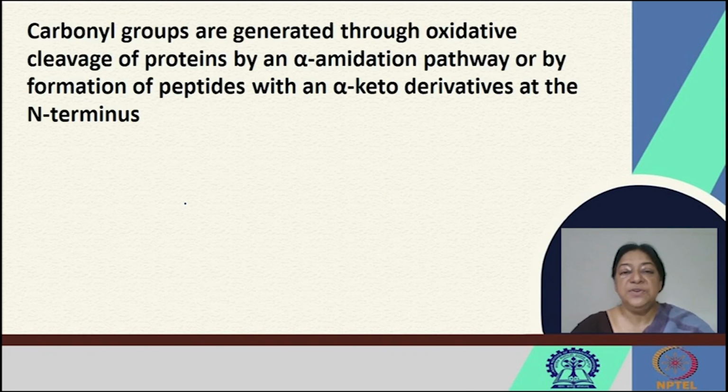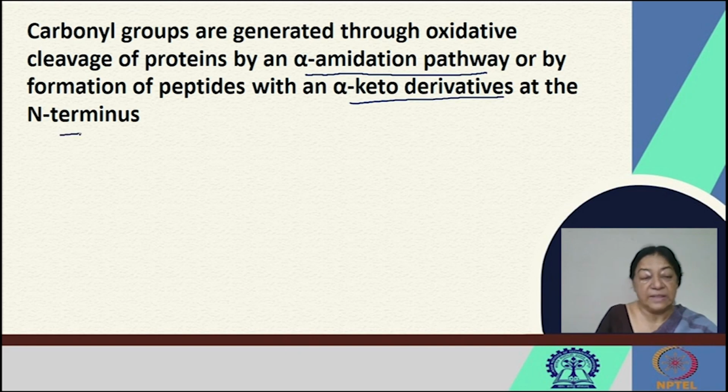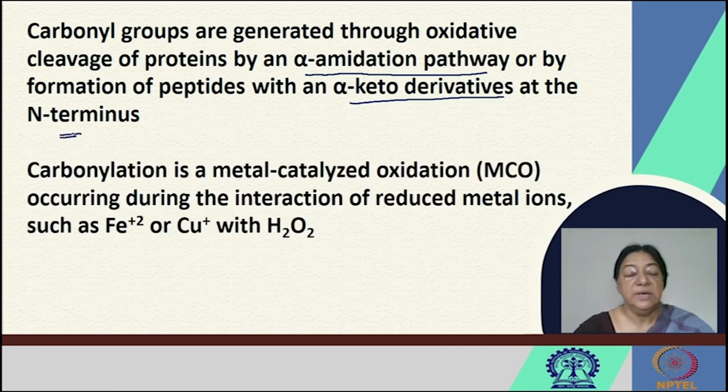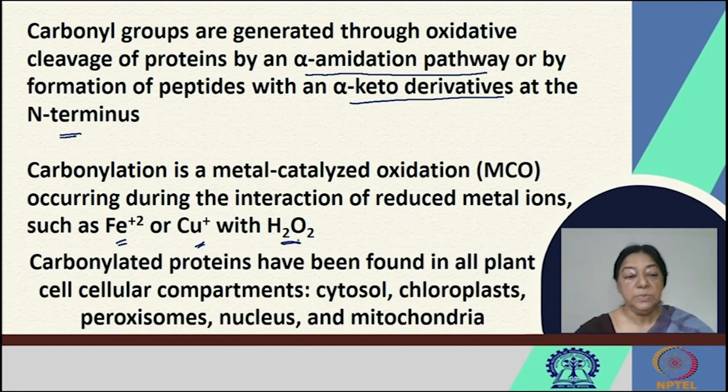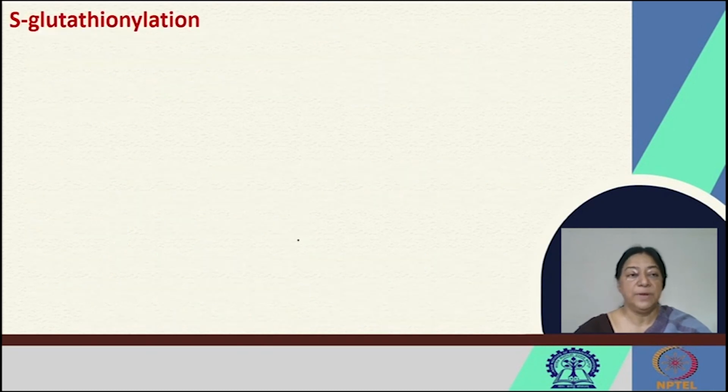These carbonyl groups are generated through an oxidative cleavage of proteins by what is called an alpha amidation pathway or by the formation of peptides with an alpha keto derivative at the N terminus. So this is important, and carbonylation is a metal catalyzed oxidation occurring during the interactions of reduced metal ions, for example Fe2+ or Cu+ with H2O2. These carbonylated proteins have been found in all plant cellular compartments, for example in cytosol, chloroplast, peroxisomes, nucleus, and also mitochondria.